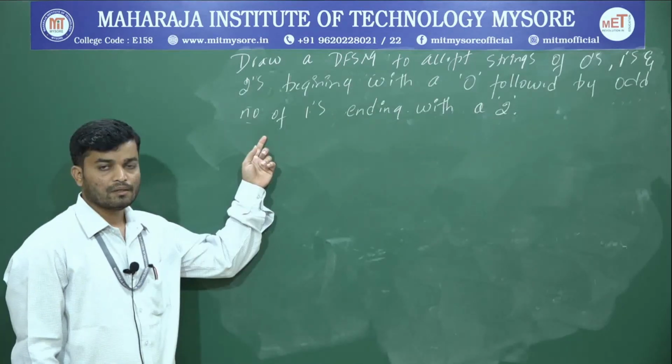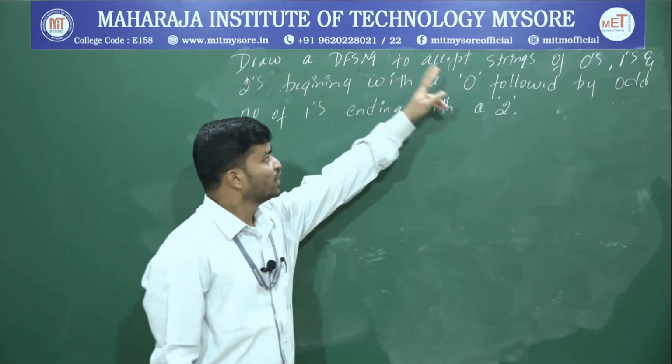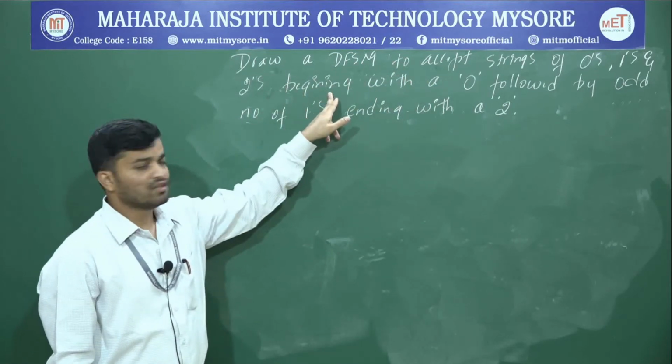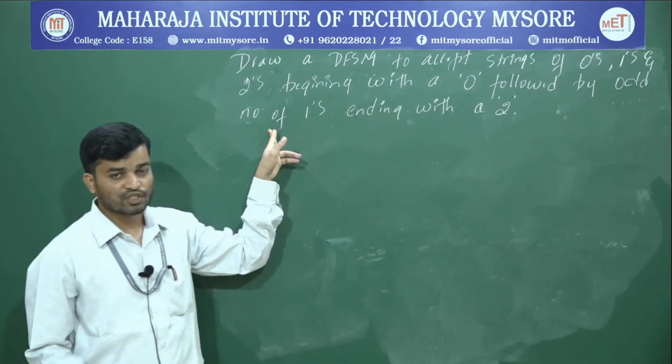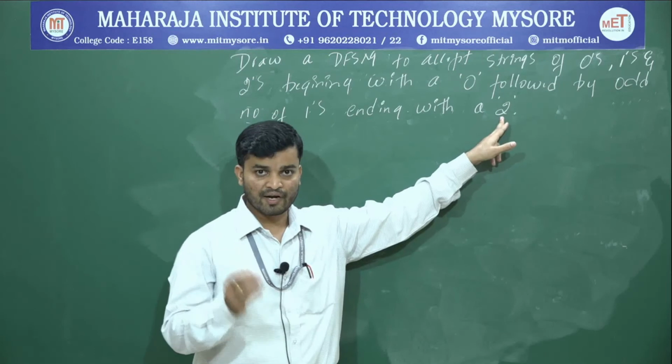So the next problem: draw a DFSM or a DFA to accept strings of zeros, ones and twos, beginning with a 0, it should begin with a 0 followed by an odd number of ones, ending with a 2. So it should end with a single 2.